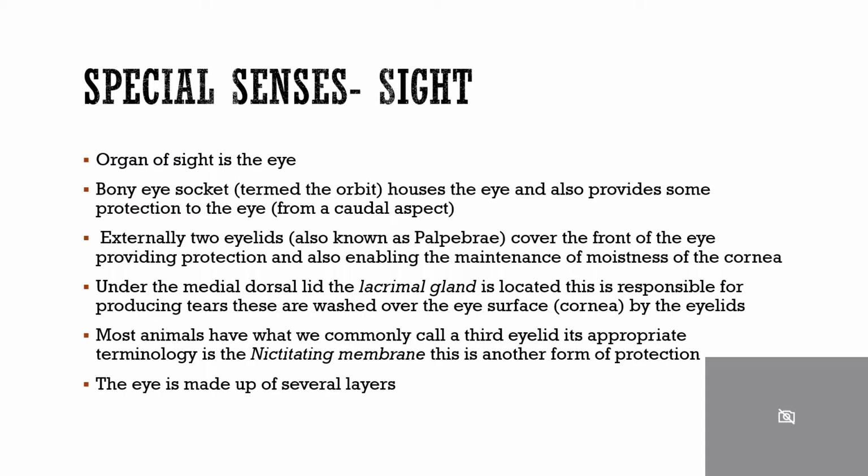Under the medial dorsal lid, we have the lacrimal gland located, and this is responsible for producing tears, and these are washed over the eye surface, the cornea, by the eyelids. Most animals have what we commonly call a third eyelid. Its appropriate terminology is the nictitating membrane, and this is another form of protection. The eye itself is made up of several layers.